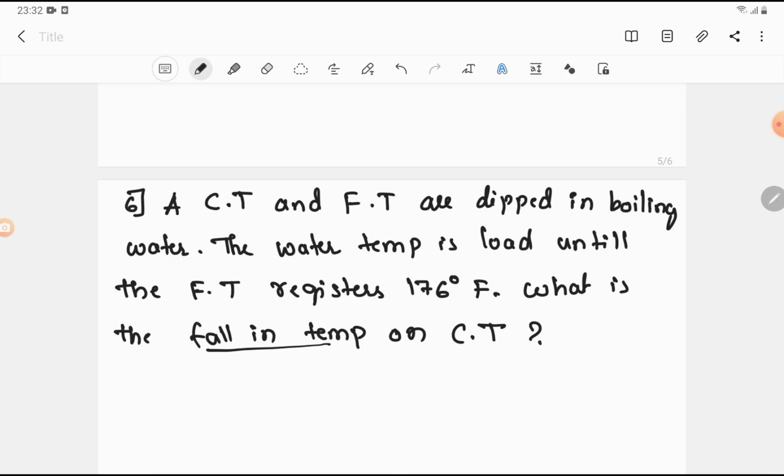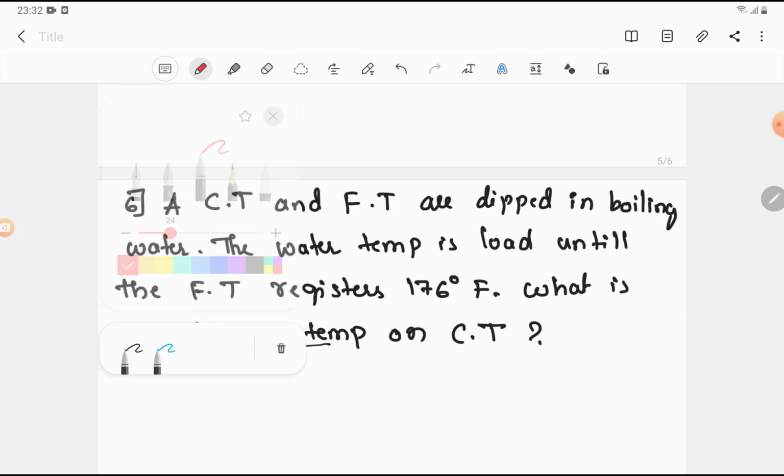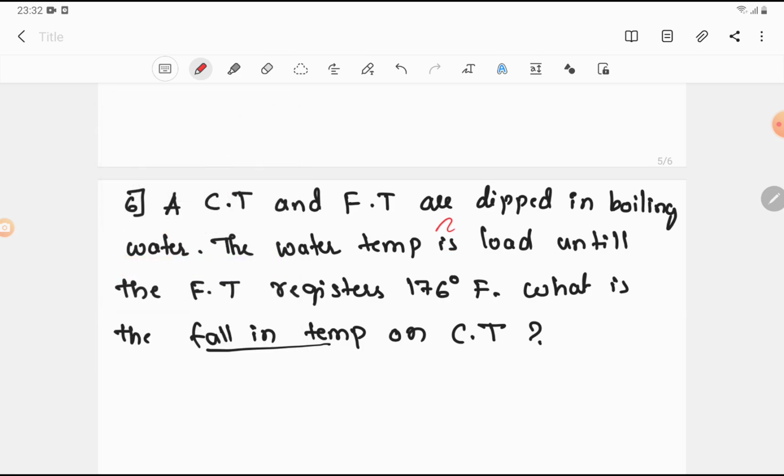The question is very tricky. First understand the question, what he is asking. The question says a Celsius thermometer and a Fahrenheit thermometer are dipped in boiling water, and the water temperature is lowered. The temperature is lowered means we are increasing the temperature until the Fahrenheit registers 176 degrees. So Fahrenheit registers 176 degrees Fahrenheit means your water is boiling at 176 degrees.